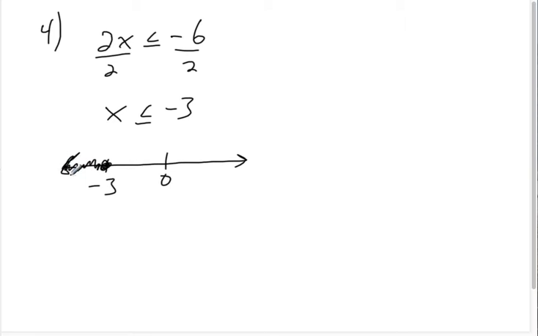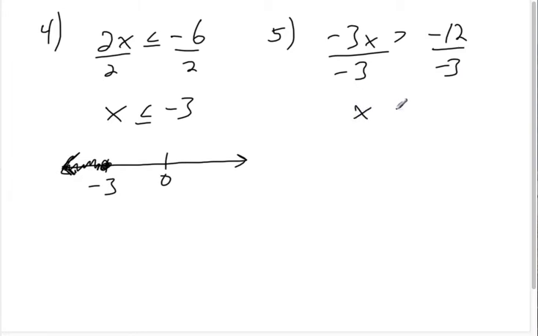Alright, we'll go on to number 4. 2x is less than or equal to negative 6. I'm going to divide both sides by 2. So I have x is less than or equal to negative 3. To graph that, I get a 0, I get a negative 3. Now it's a closed circle because it's less than or equal to, and we're shading less than. That's to the left.